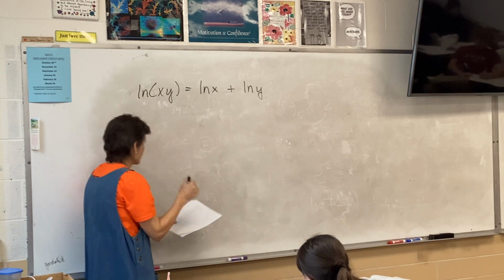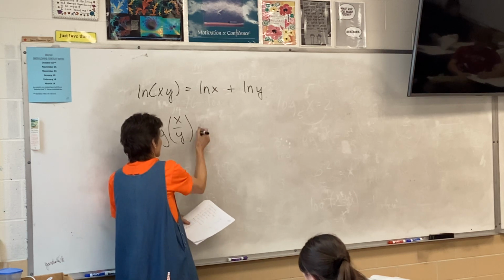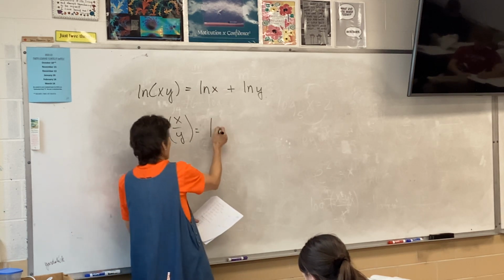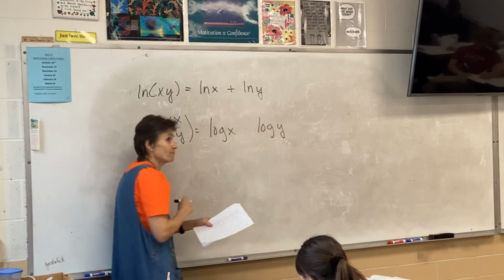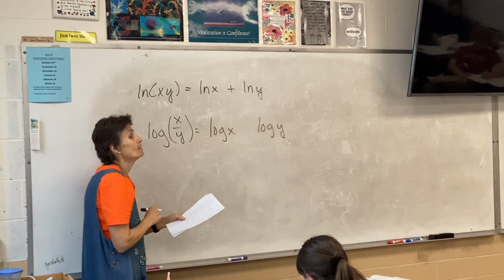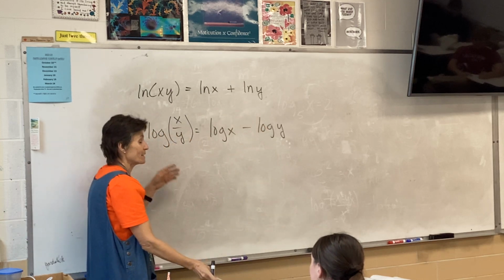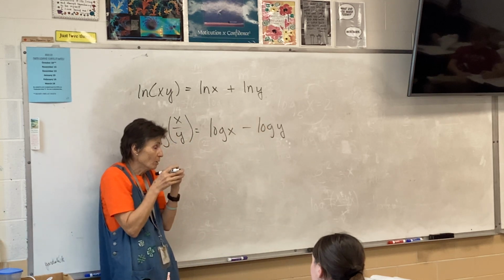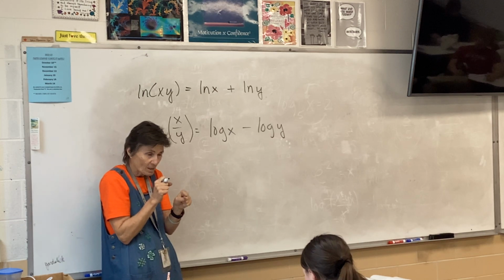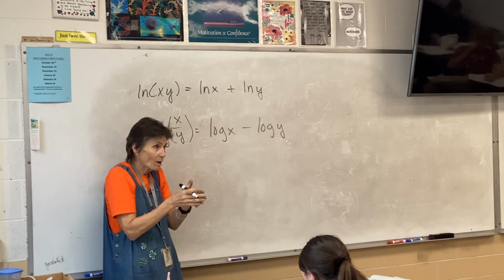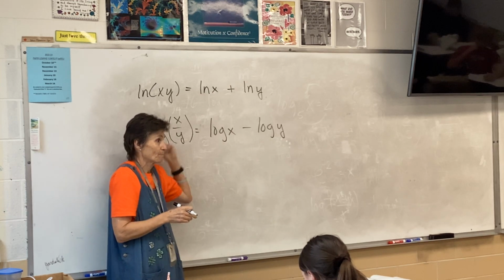So, next one is log x over y. So it's going to have a log x, and it's going to have a log y, and now you got to figure out what goes between them. Minus. Why is it a minus? Because it's a divide. When you pull apart a divide, it becomes a subtract. When you put together a subtract, it becomes a divide. This works both ways.